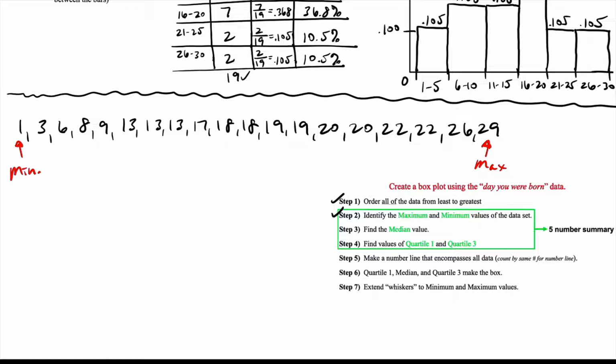Step 3, find the median. The median is the middle. To do step 3 and step 4, the data needs to be in order. So that's why we did everything in order. We took care of that already. So the median, there's no fancy way to do it. You just start crossing out numbers until you're in the middle. I'm going to lightly cross out the numbers, starting at the edges. So I'm going to cross out 1, cross out 29. Cross out 3, cross out 26. I'm going to keep doing that until I can't cross out anymore.